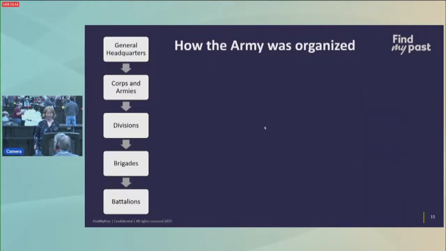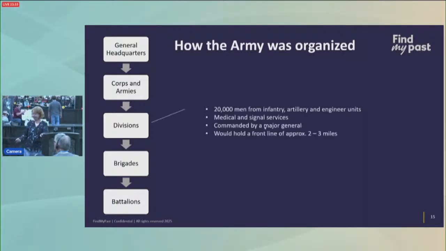All right, so let's talk about how the Army was organized a little bit. Some of these graphics are going to get kind of detailed and hard to read. Don't try to memorize it or anything. Just go to Wikipedia and find it for yourself. Okay? But we have at the top general headquarters, then the corps and armies, then the divisions, then the brigades, and then the battalions. We're going to really focus on these lower sections.